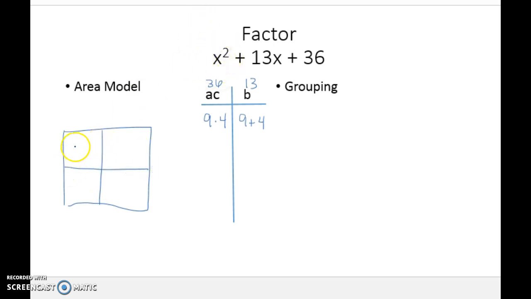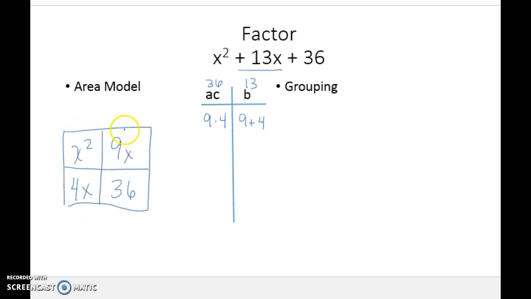All right, so in the area model, we take our x squared in the top corner. My constant of 36 is in the bottom corner. And then I'm going to break 13x, this middle term, into 2. And we're going to use our 2 numbers that we just found. So I need a 9x and I need a 4x.